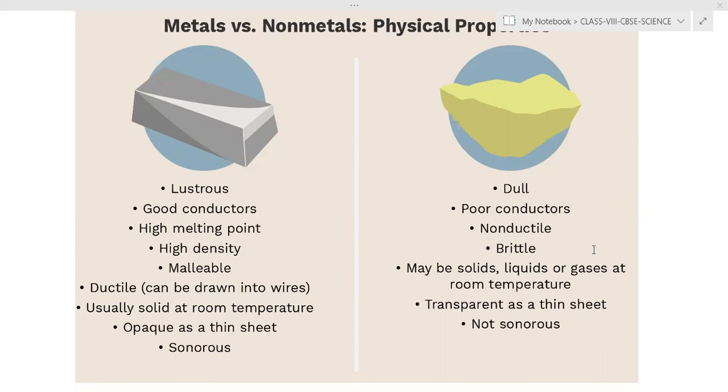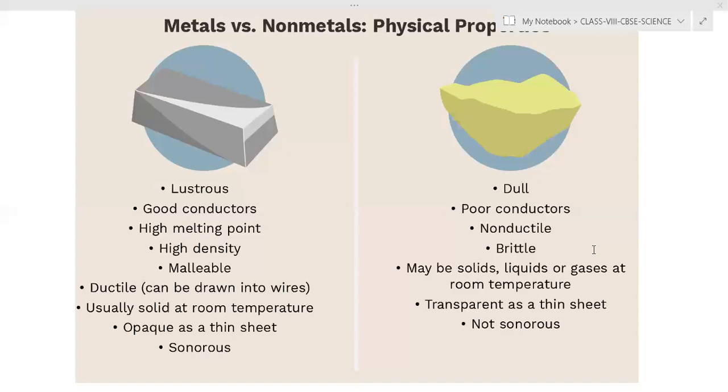In this chapter, we will study about commonly used metals and nonmetals, their physical and chemical properties, and their uses in our daily lives. We will study about the metalloids in higher classes. Physical properties of metals and nonmetals. Both metals and nonmetals are used extensively in our daily lives due to their specific properties.